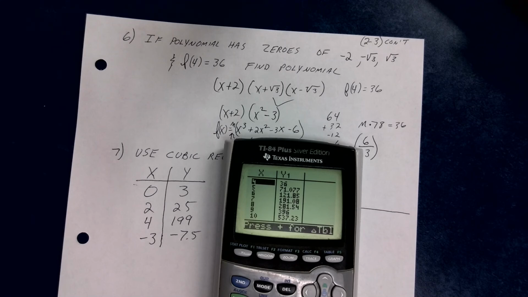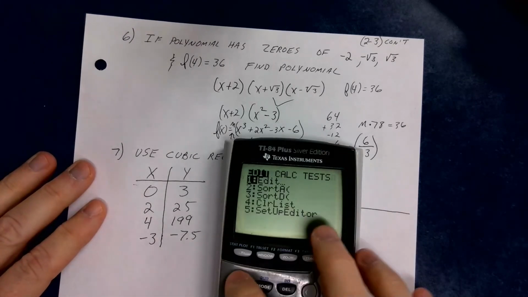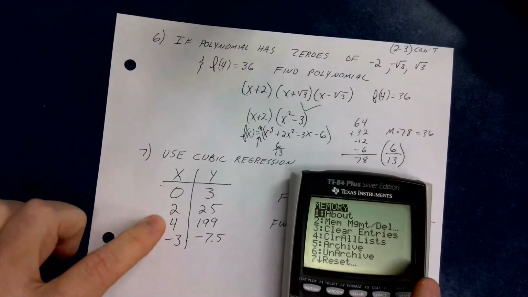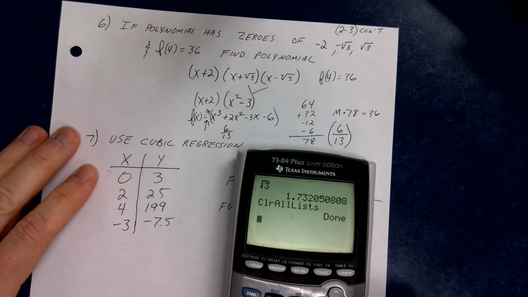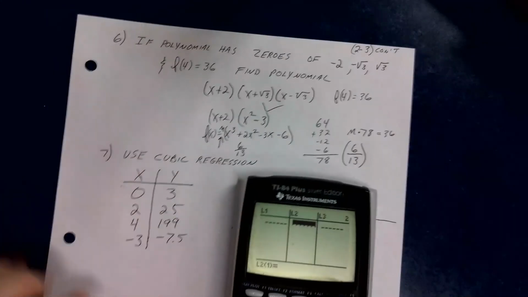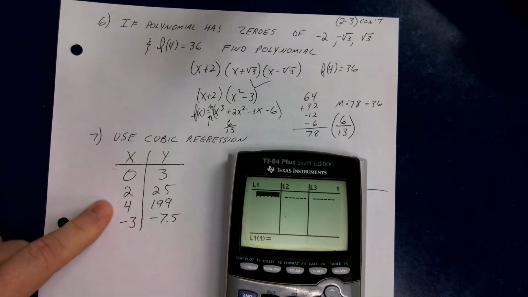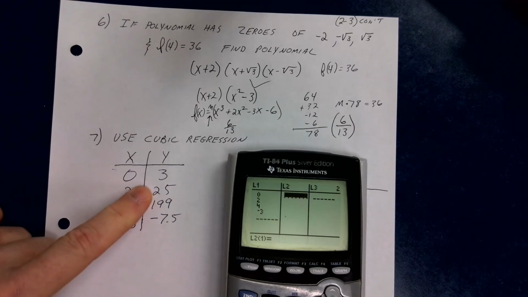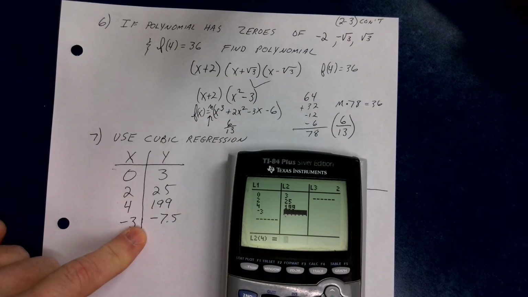Here we go. This one's going to be quick. This is how to use your calculator. This should be super good for you guys. How to use your calculator with data. So stat for clear all lists, enter stat, edit. I'm going to try and use cubic regression. So let's put in these 4 L1 values or x values. 0, enter, 2, enter, 4, enter, negative 3, enter, and 3, enter, 25, enter, 199, enter, negative 7.5, enter.